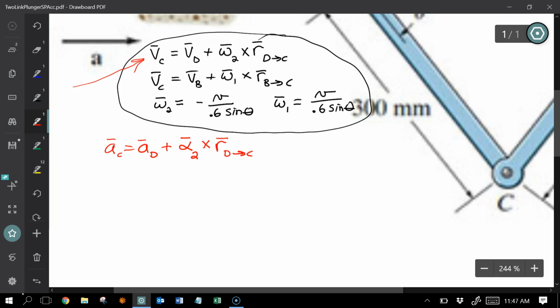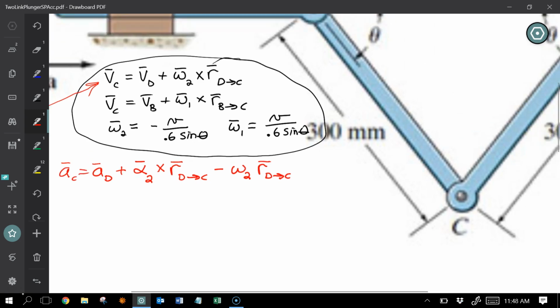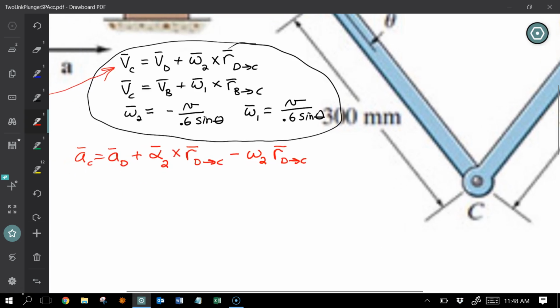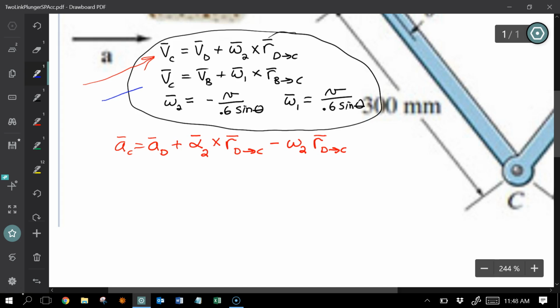And then you have these other terms, and if it's two-dimensional, these long terms end up being omega of body 2 squared, r from d to c. And then there's a whole bunch of rel terms, and they're all zero if the 2 points that you're considering, D and C, are always a fixed distance apart, which they are, and so all of the rel terms are zero.